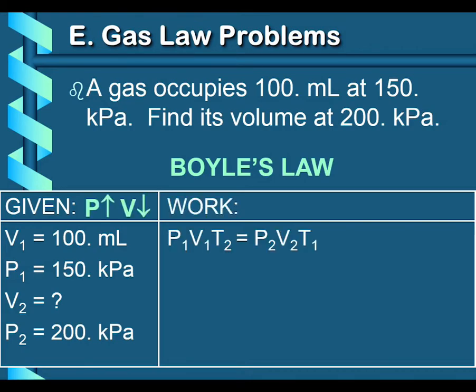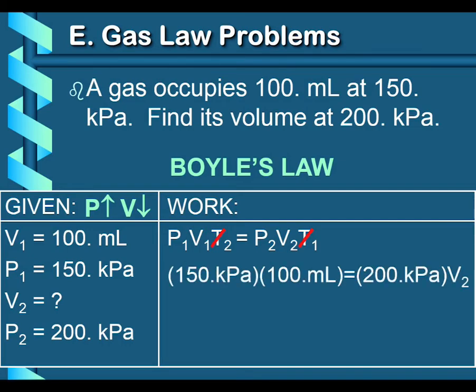I still have the combined gas law equation, but now I'm going to mark through the temperatures since I'm not using those, and you'll plug in the rest of your information. To get V2 all by itself, divide the 200 kilopascals that you have here on each side. Notice kilopascals cancels out, so we get V2 by itself. So that's 150 times 100 divided by 200. And our answer will be left in milliliters, which is a good volume answer. And you get 75 milliliters.